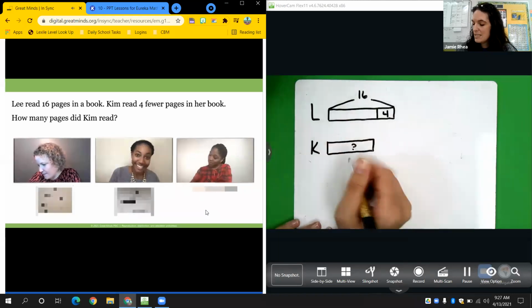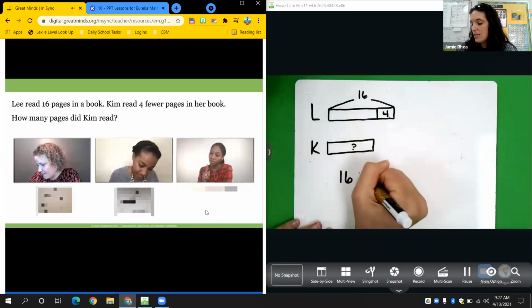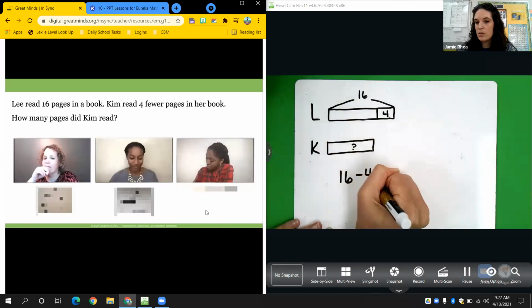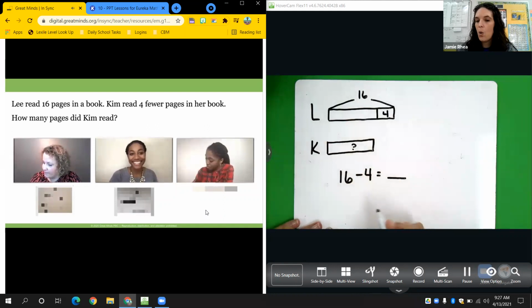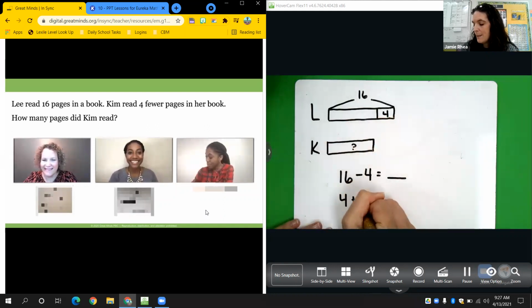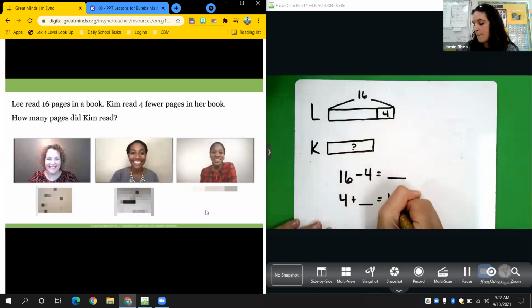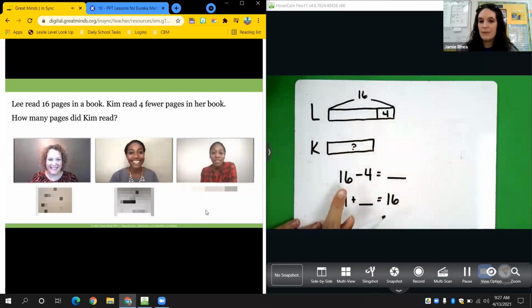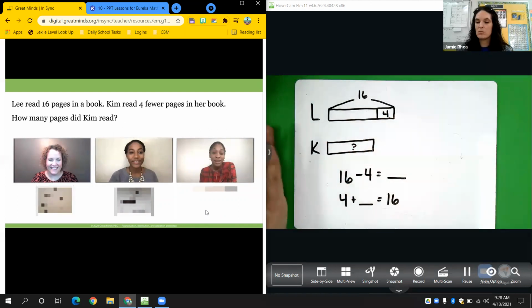We can take our 16 and either subtract 4 and get our answer, or we could take 4 and add it to something to get 16. Now, if you need more time, feel free to press pause. I know that 16 is really far away from 4, so I'm going to count up. That's a lot. So I am going to count backwards though. So 16, 15, 14, 13, 12.